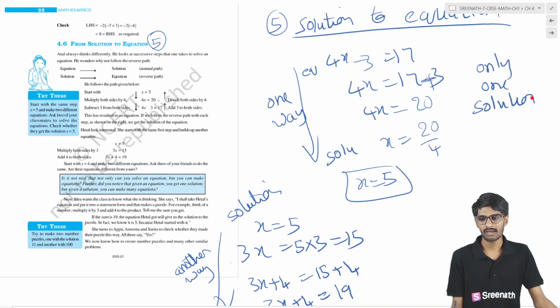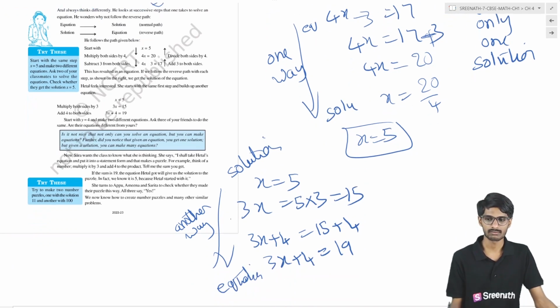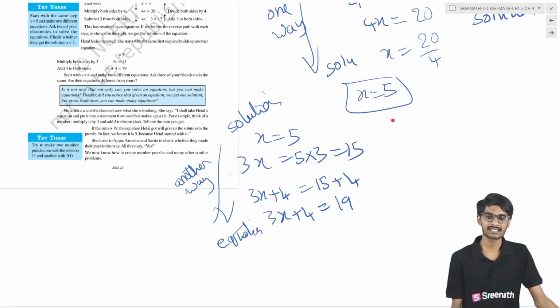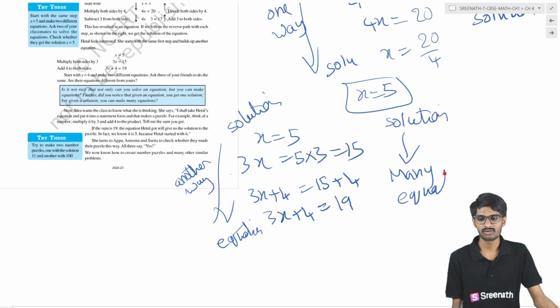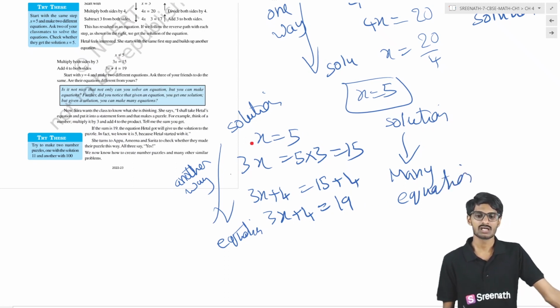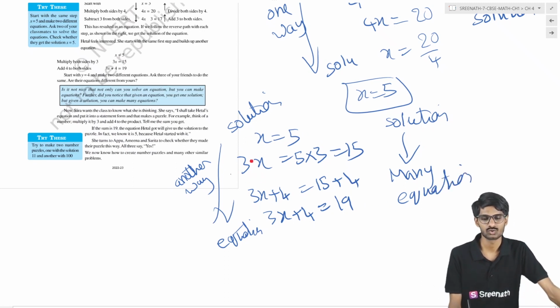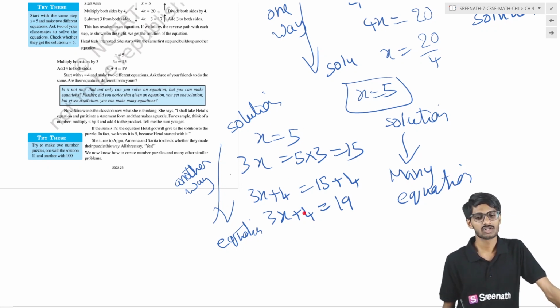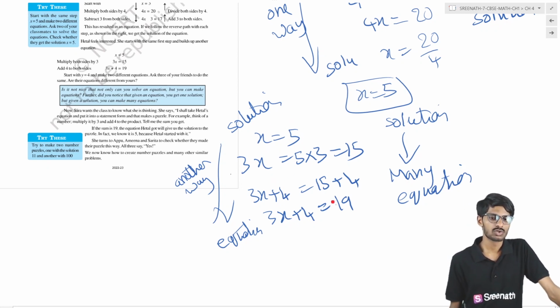So whenever you start from an equation and begin your journey, you will get only one solution. But whenever you start at a solution and go the other way, you will get many equations, students. You may get many equations for different values of x. And for the same value of x you may get different equations. So that is the thing.